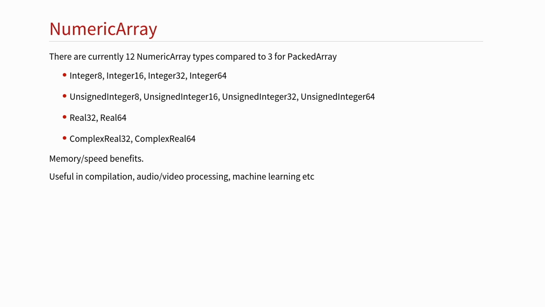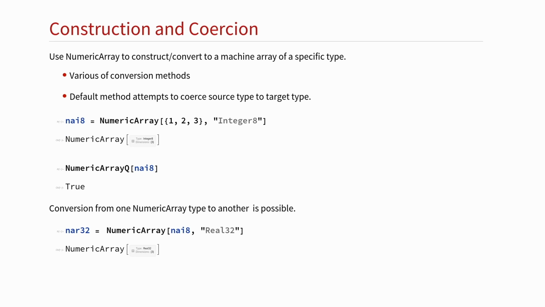So what's a numeric array? A numeric array is a generalization of packed array. So we no longer have the restriction of using the largest machine precision types. We have 8, 16, 32, and 64-bit signed and unsigned integers. Real 32, which is a float, or real 64, which is a double, and the complex equivalents of those. So the obvious benefits are memory and speed, which is useful in the new compiler, audio-video processing, or machine learning. But this generalization to types brings with it its own set of issues that I'll go into a little bit later. So here's how to make a numeric array.